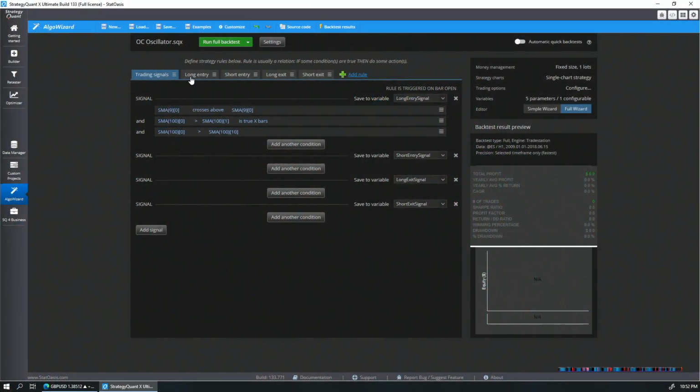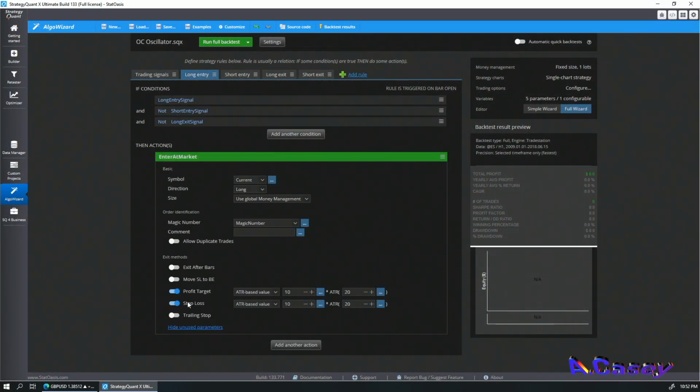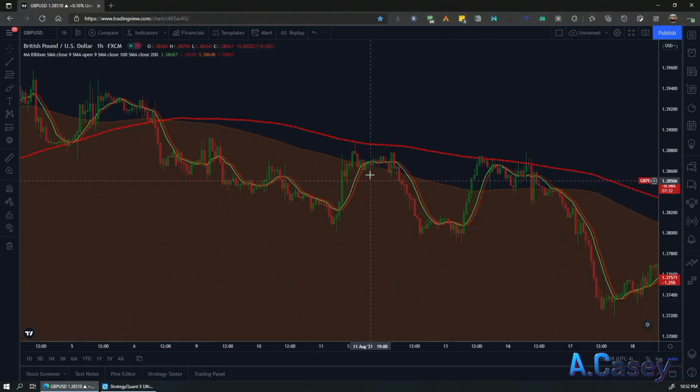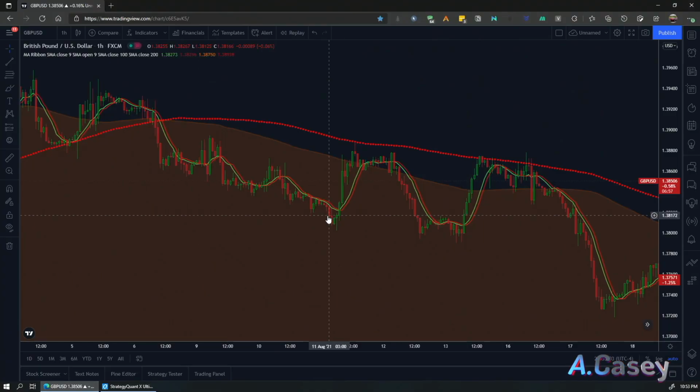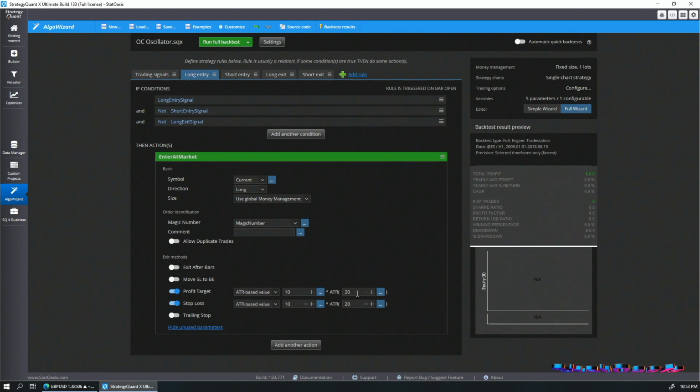Now also I added here the profit target and stop loss because I don't want to get stopped out on a crossover, because most likely with a crossover I will lose or I will give back some profits. So instead I used an ATR based value for the profit target and stop loss, so I can exploit the volatility of the market. So when the market is volatile, that means the trend will go further, and therefore with an ATR I can capture higher profits.